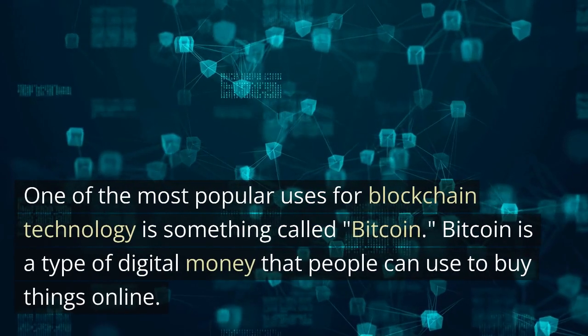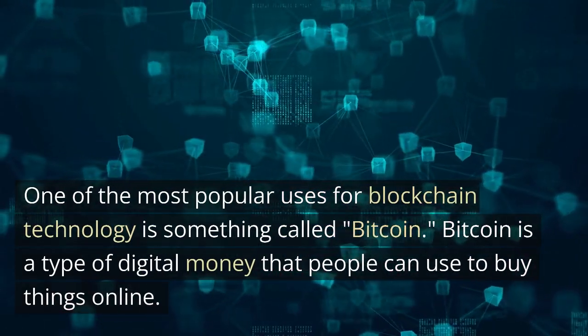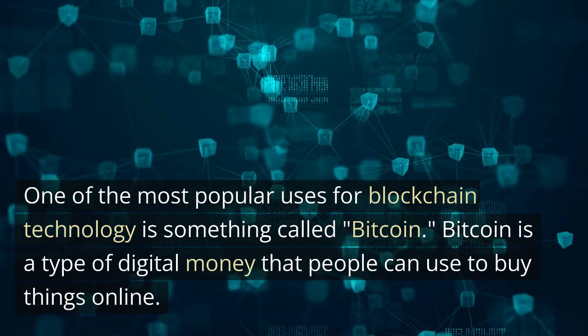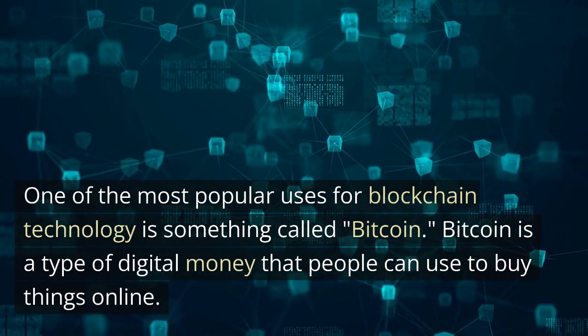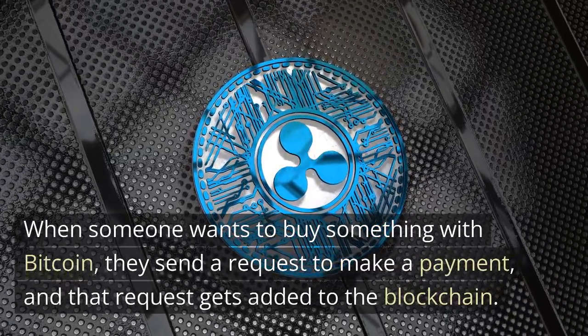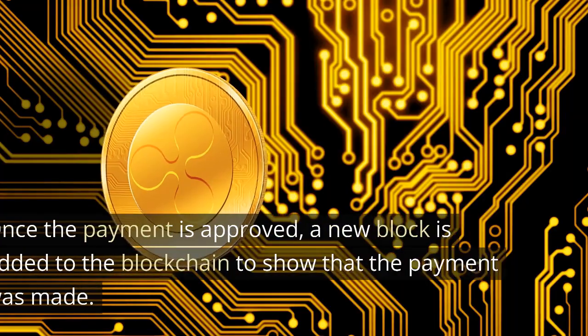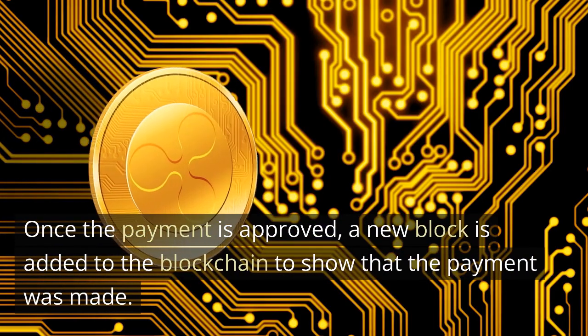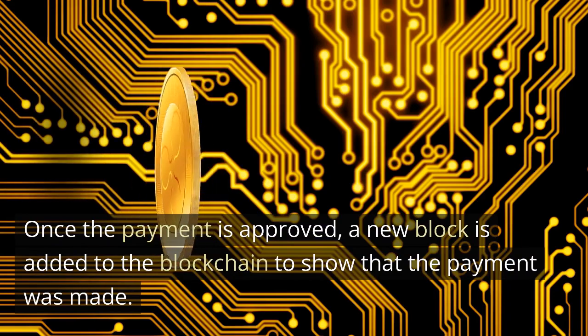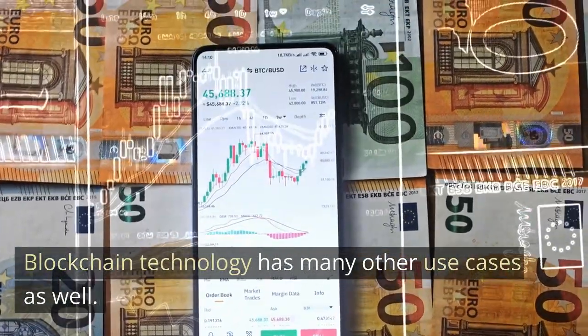One of the most popular uses for blockchain technology is something called Bitcoin. Bitcoin is a type of digital money that people can use to buy things online. When someone wants to buy something with Bitcoin, they send a request to make a payment, and that request gets added to the blockchain. Once the payment is approved, a new block is added to the blockchain to show that the payment was made. Blockchain technology has many other use cases as well.